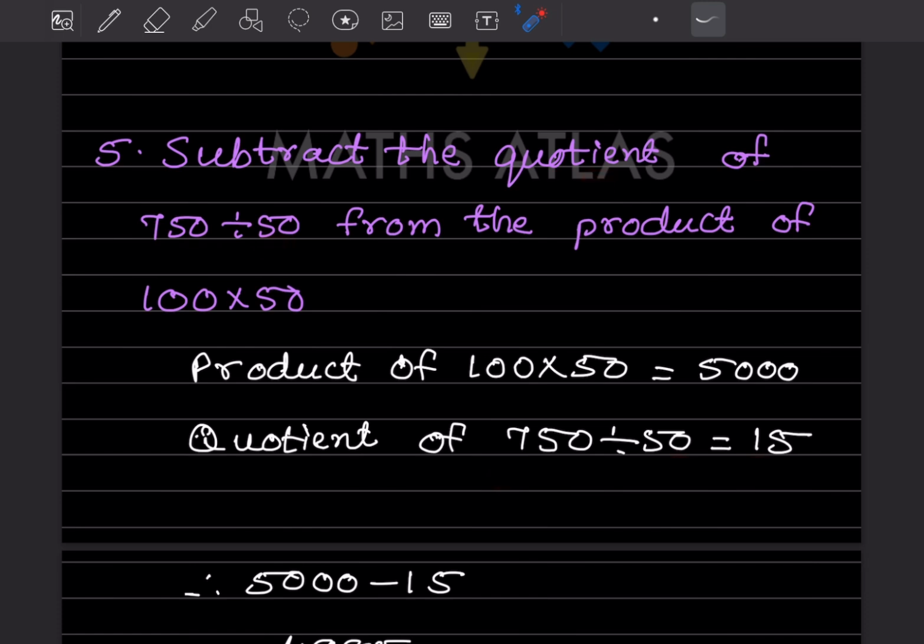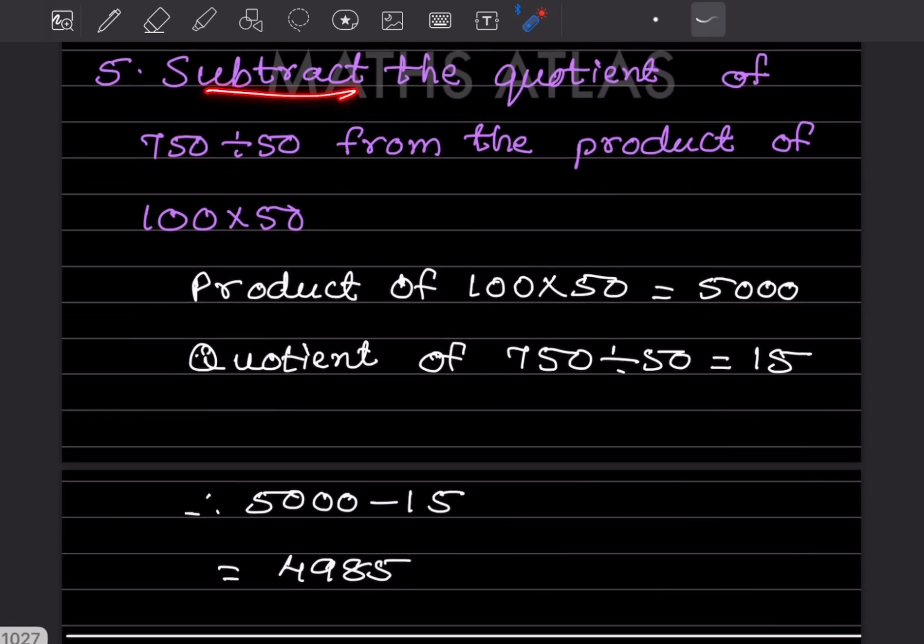So now, as I said, after "from", what was that? That was the product. So the product was 5000. And then you have to subtract the quotient. This quotient we got is 15. So that is going to be 4985. So the only thing you have to remember is this "from".